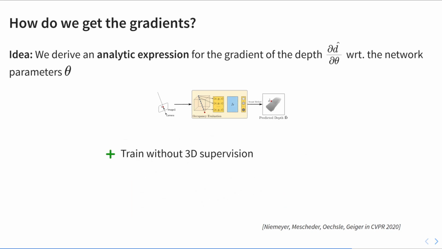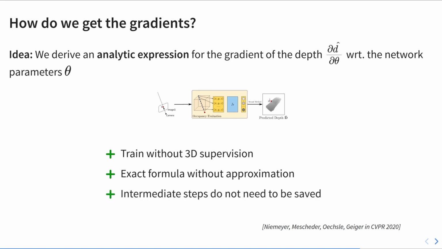This allows us to train our models without 3D supervision. It further gives us an exact formula without any approximation. And finally, we don't need to save any intermediate steps for the backward pass.